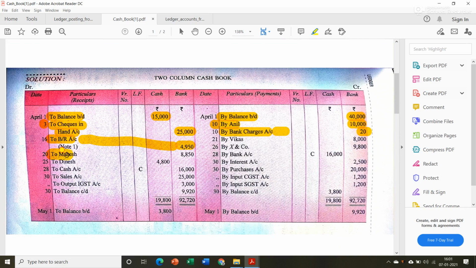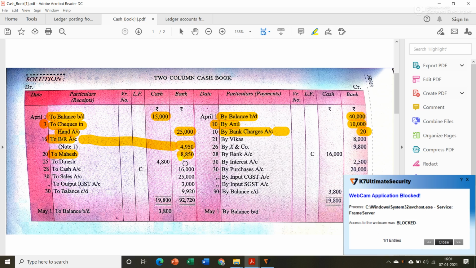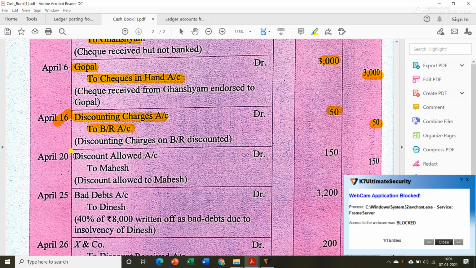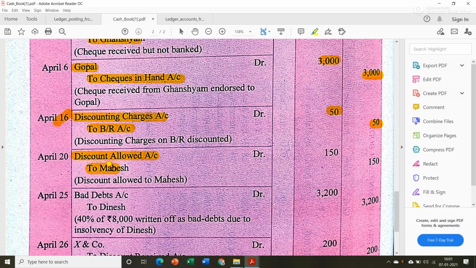So that means it will be recorded in the cash book on the receipt side. So we will write to Mahesh account 8,850. Now we were supposed to receive 9,000, but instead of that we received only 8,850. That means the remaining 150 is nothing but the discount we allowed him. So for allowing discount, we have to pass a journal entry. Discount allowed account debit to Mahesh rupees 150.